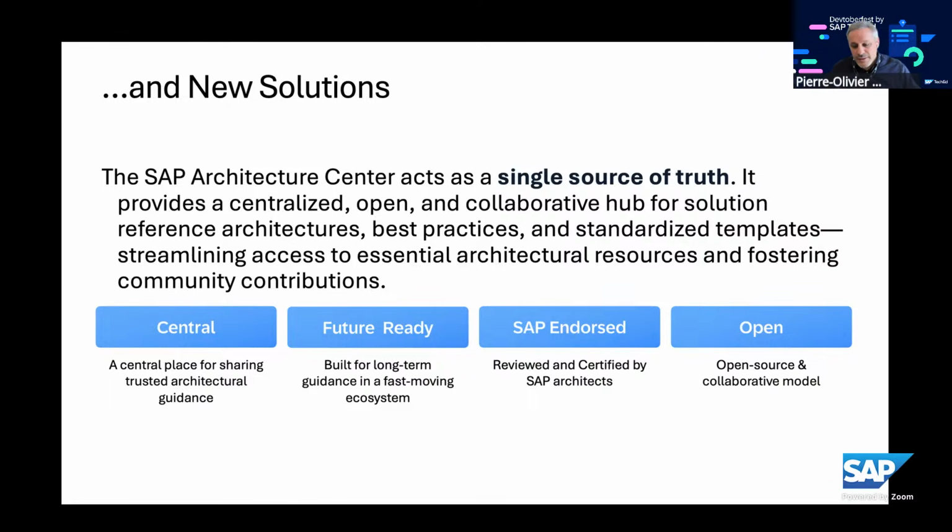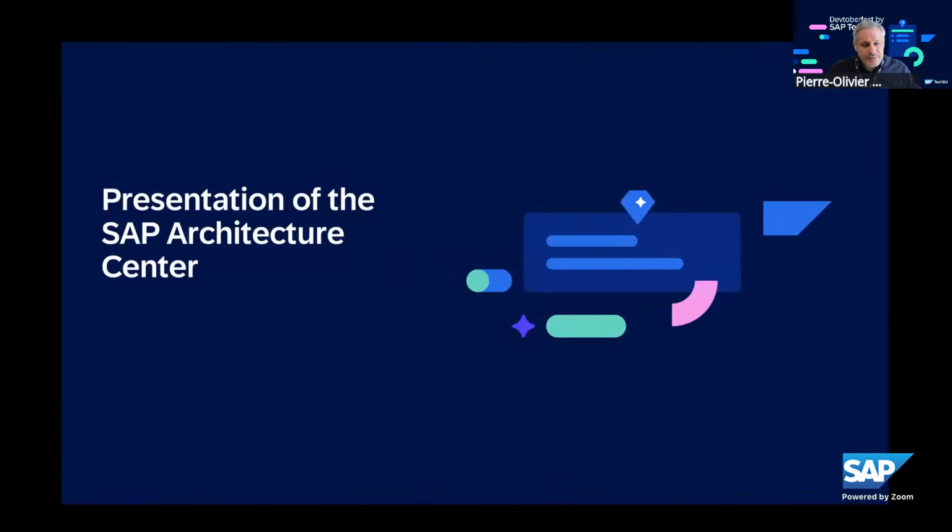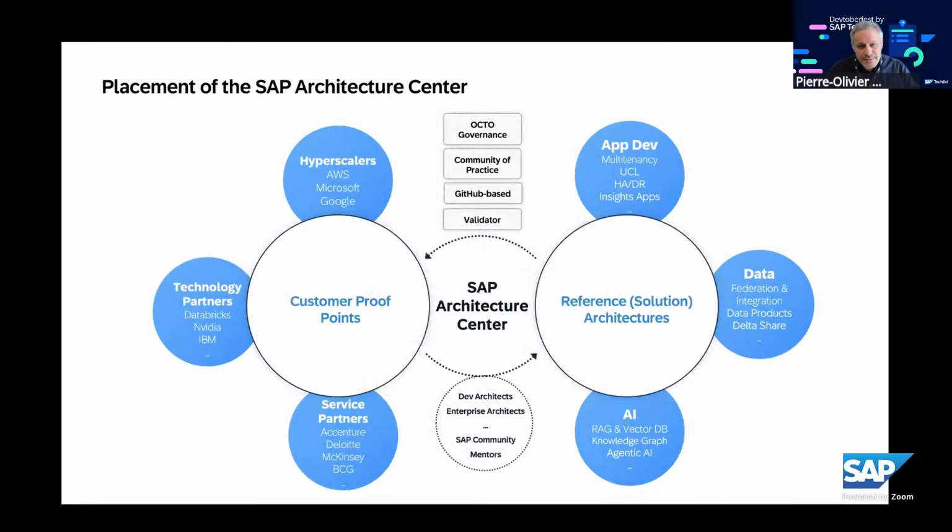So it can be any architecture, can maintain and can make them evolve with time. So now the presentation of the SAP Architecture Center, where we place the Architecture Center. I will not go too much in detail, but we place the SAP Architecture Center in a central role here. It's connecting the RSA, the reference architectures, to the customer and partners proof points.